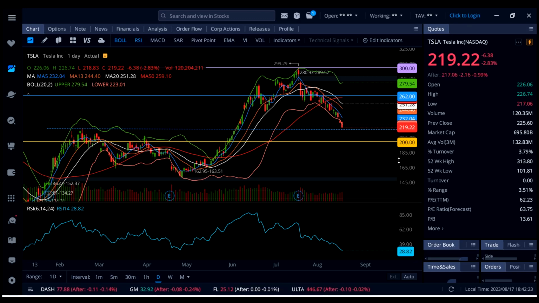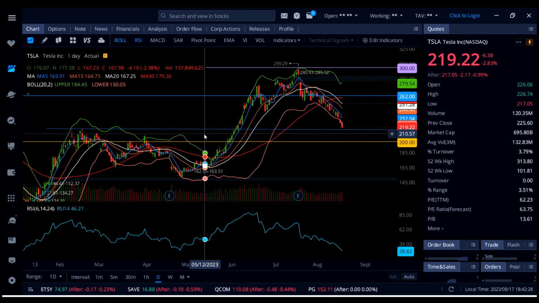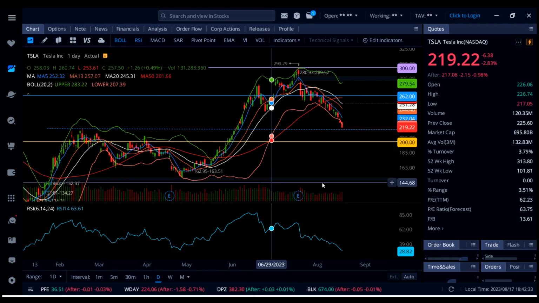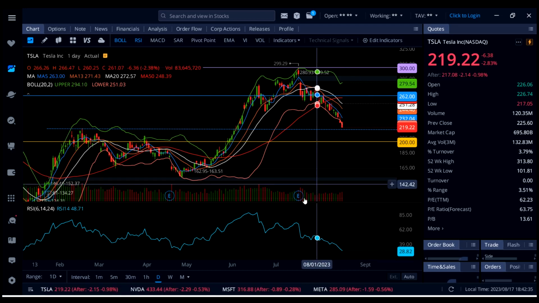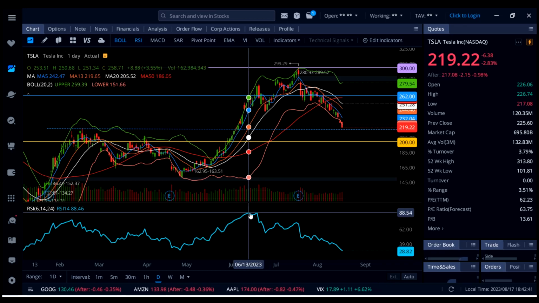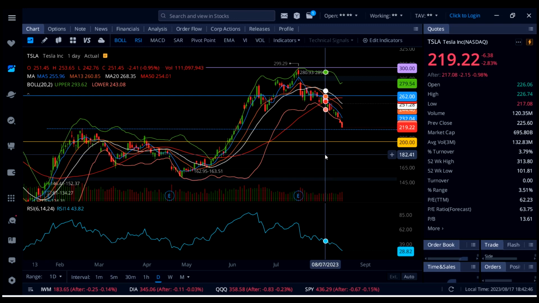Now Tesla here, guys, after filling this gap just under 222, not holding this support, also not holding 220, and now as you can see, it's trading at 217. Now, when this stock's RSI was getting extremely overbought, 88, 90 on this daily chart, people were asking me, hey, can I buy Tesla?